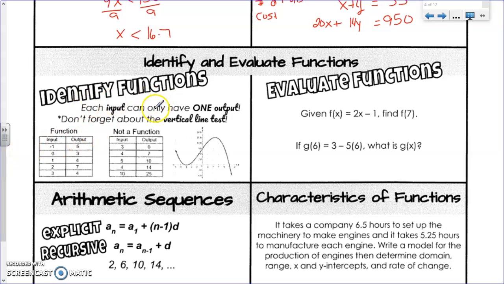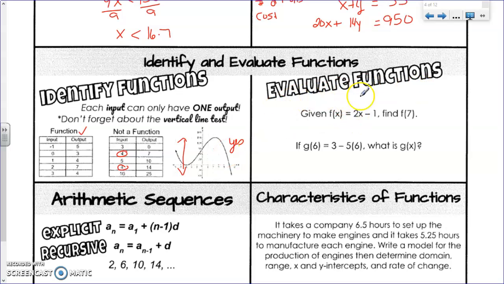All right, is this a function or not a function? Remember, each input can only have one output. Don't forget the vertical line test. So negative 1 to 5, 0, 1. So this is a function. This is not a function because 4 goes to 7 and 4 goes to 14. Now, if we have our vertical line test and we keep, yes, this is a function. It only touches one time.